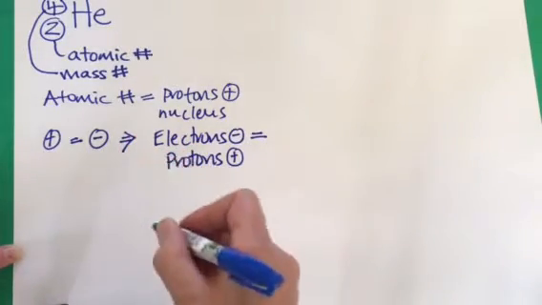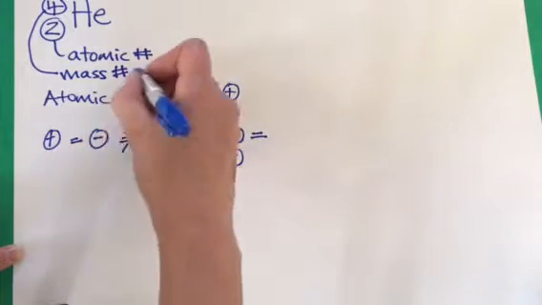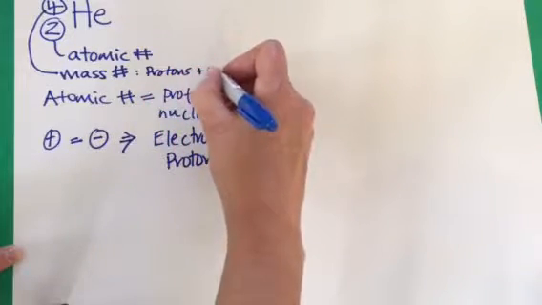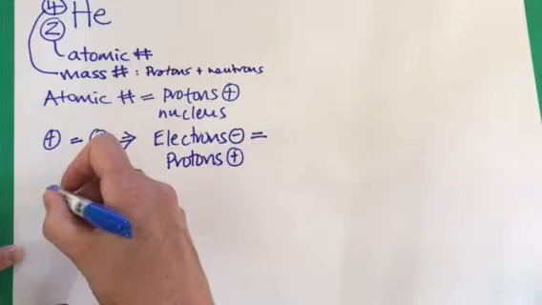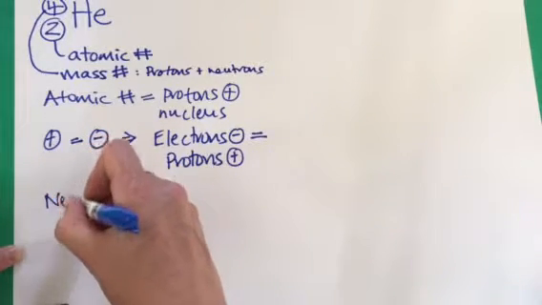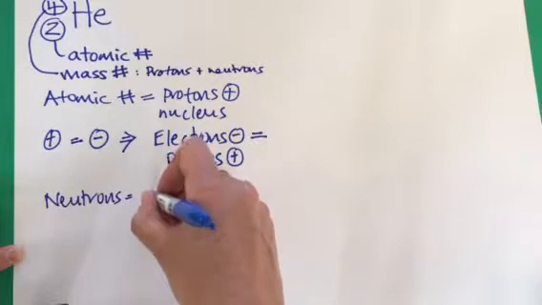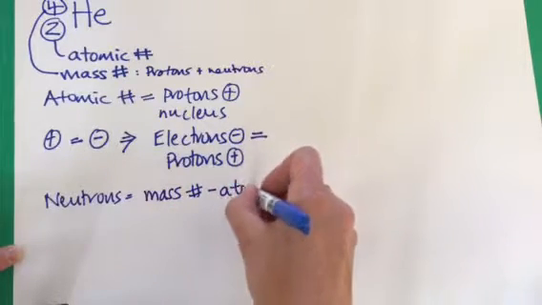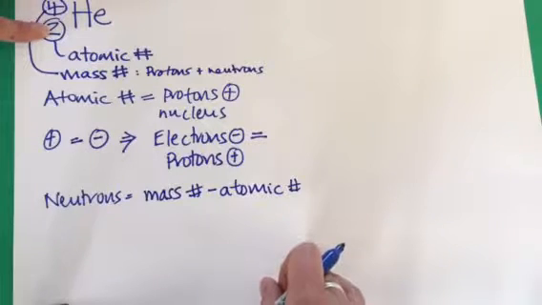Last thing that you need to be able to calculate is the number of neutrons. The mass number is the protons plus the neutrons together. So if I was to calculate the number of neutrons, I could take away the atomic number from the mass number. In this case, it would be 4 minus 2, which would give me 2 neutrons.